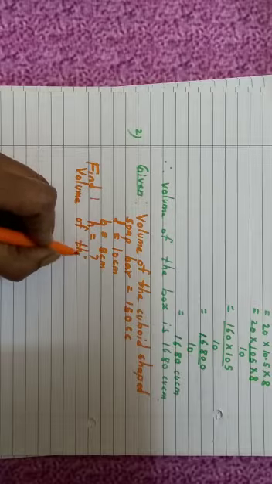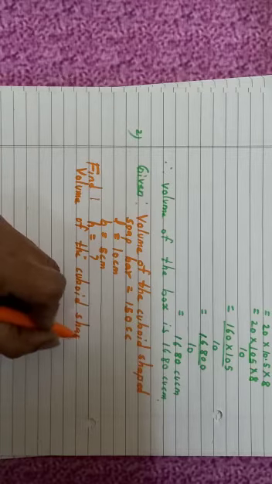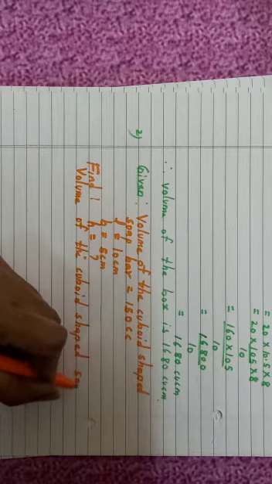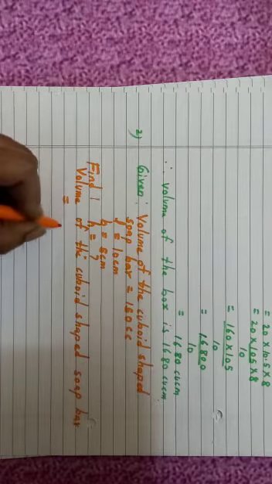So volume of the cuboid shaped soap bar is equal to length into breadth into height. Now what we will do, we will write what is the volume here? 150. 150 is equal to, what is length? 10. What is breadth? 5 into height, we will keep h as it is.